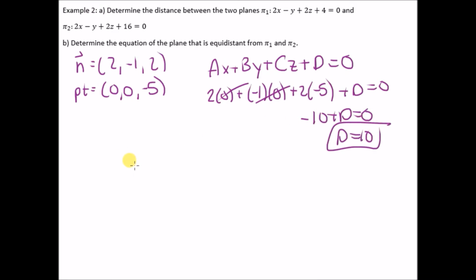Okay, so the equation of a plane that's equidistant from plane 1 and plane 2 is going to be 2x minus y plus 2z plus 10 equals 0.